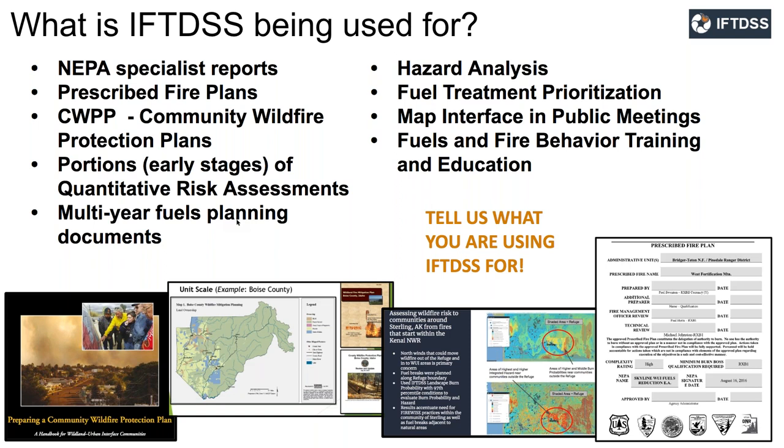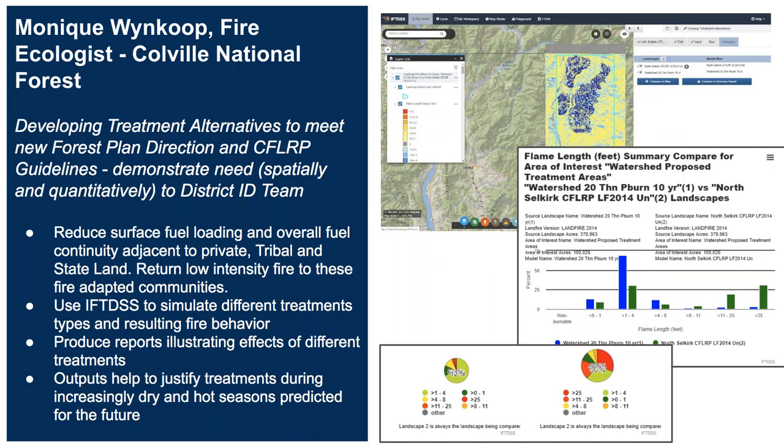Everything from NEPA specialist reports to writing prescribed fire plans. We've had people use it for CWPPs, the community wildfire protection plans. And then the beginning stages of some of the risk assessment, even though we don't have the whole thing built yet, like Caroline was showing with the burn probability and the integrated hazard. We've got folks that are starting to utilize those outputs in some reports and meetings. So there's quite a variety. Let me go to the next screen here, and I've got a few examples I'll run through.